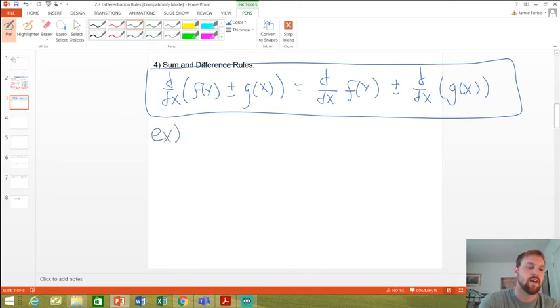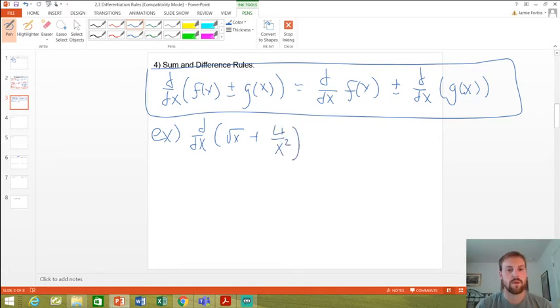So for example, what if I had the derivative of the square root of x plus 4 over x squared? Okay. Well, you can take the derivative of this piece and the derivative of this piece. That's all that means. So in order to do that, you can take the derivative of each of these. You want to rewrite it in the terms of a polynomial. So you can do the power rule. So for instance, the square root of x is the same thing as x to the 1/2. And this 4 over x squared is the same thing as 4x to the negative second. And we know how to do the power rule for each of these.